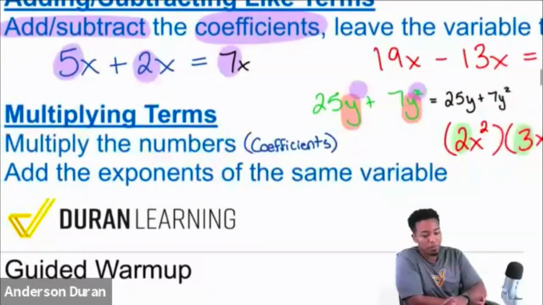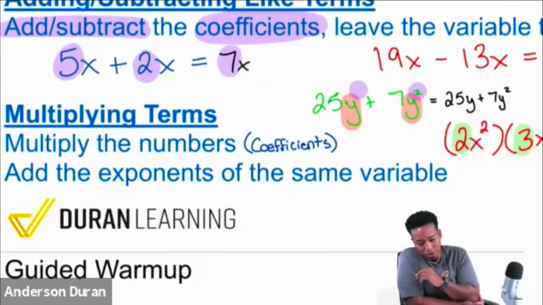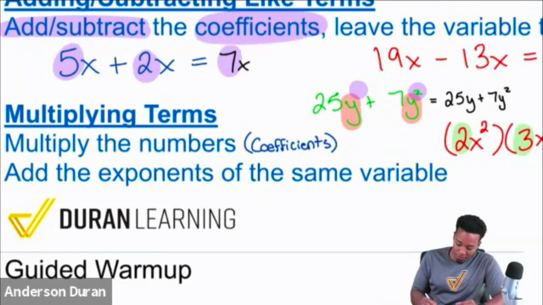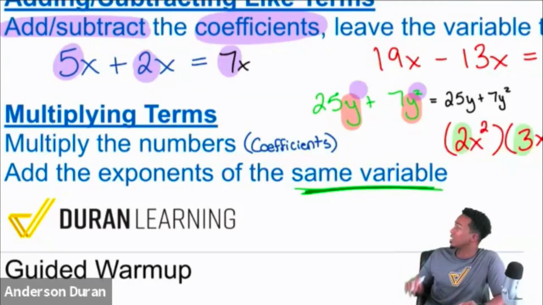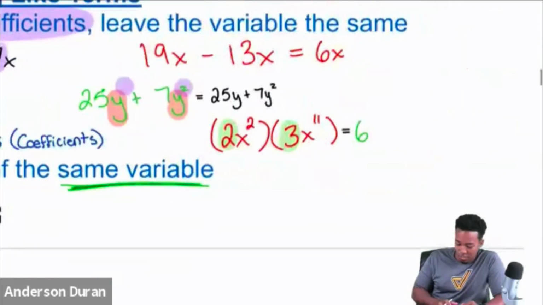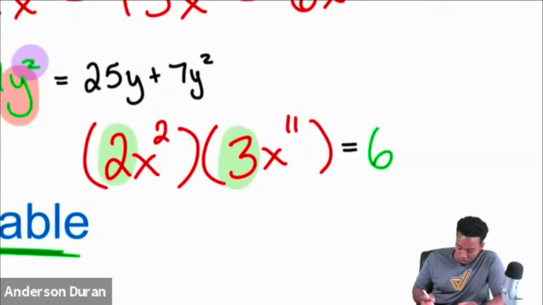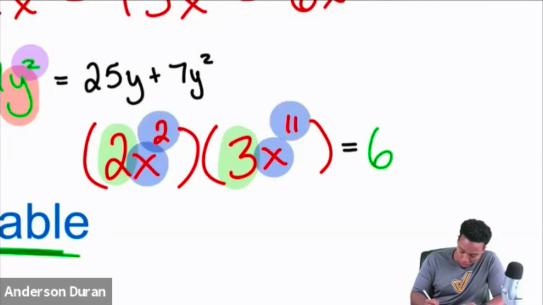Add the exponents of the same variable. So right over here, right over there. Add the exponents of the same variable. Got to do that, all right? Only if they have the same variable. So if we check this out over here, are those x's the same variable? Absolutely. And so what we're going to do is take those exponents and add them together.